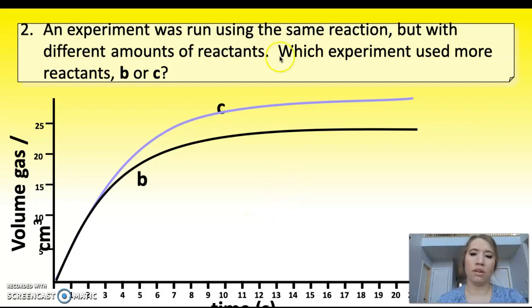An experiment was run using the same reaction, so these are not different types of reactions, they're exactly the same, but with different amounts of reactants. Which experiment uses more reactants, B or C? Okay, write down what you think in your notes. Let's talk about it.